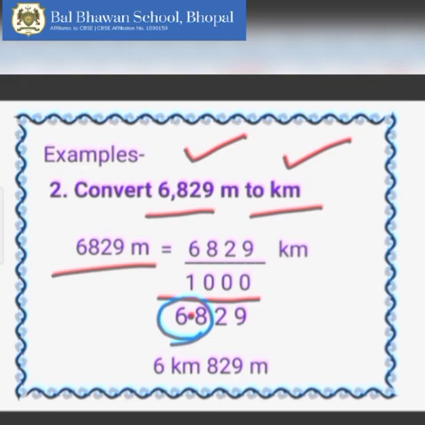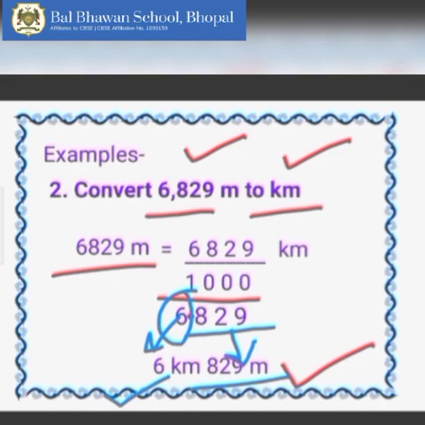So this way I have got the answer 6 kilometers and 829 meters, because the 6 was the value of the 1000, which is in kilometers. The left value is in meters. Like this, I obtained the answer in mixed units, that is 6 kilometers 829 meters.